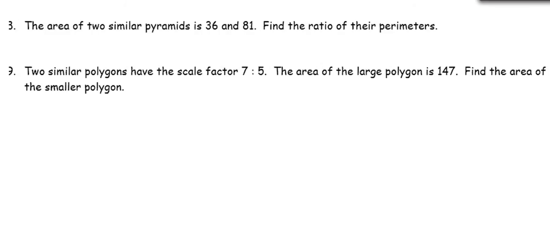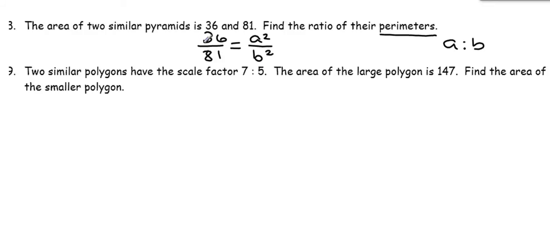So the next example, we're going to have to work backwards. It says the area of two similar pyramids is 36 and 81. So the ratio of the areas is 36 to 81. That represents, because it's area, a squared to b squared. To find the ratio of the perimeters, we want a to b. So we have to figure out what a is, and we have to figure out what b is.